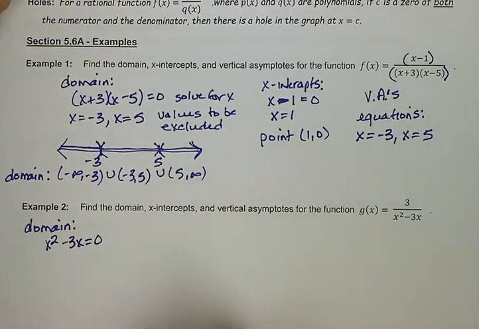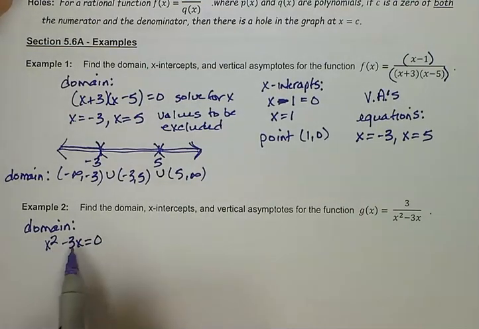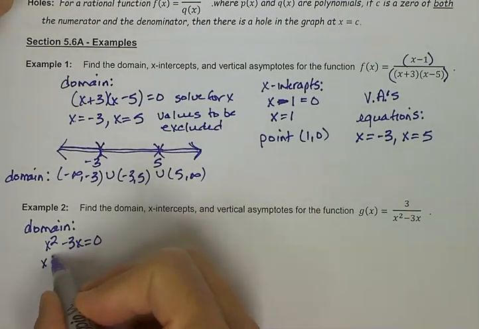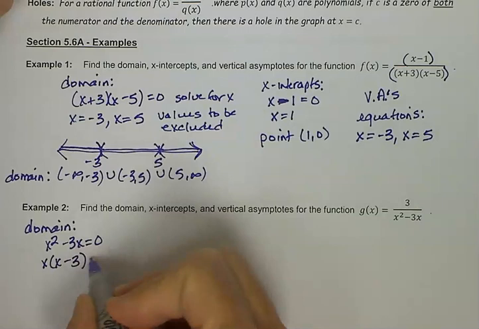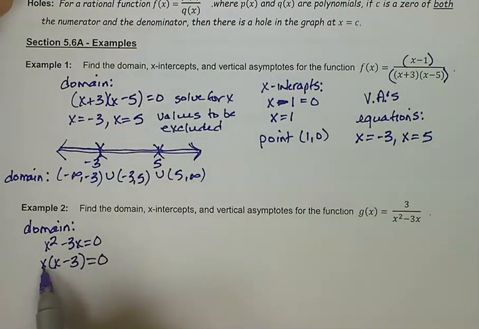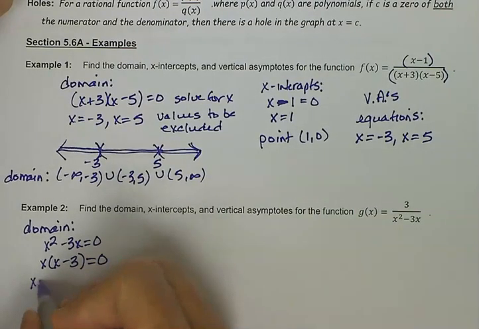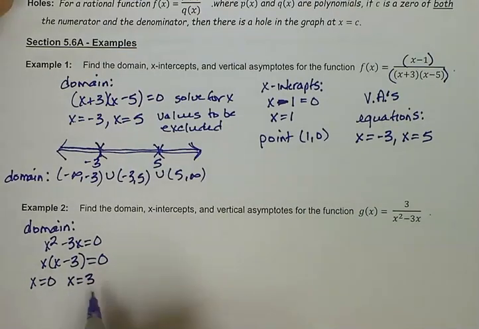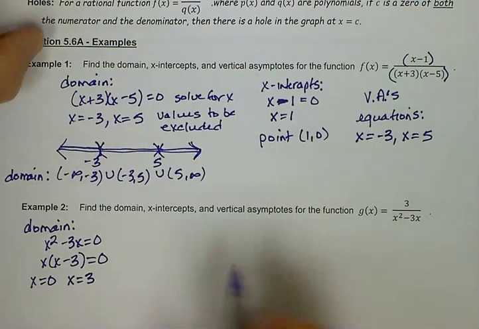I'm taking the denominator and setting it equal to 0, and I want to solve this for x. Notice that this is actually a quadratic equation because it has the x squared. We have lots of different methods to solve this. I'm going to do it by factoring because this is going to be easy to factor. I'm just factoring out an x, and that gives me two factors, x and x minus 3. If I take those two and set them equal to 0, I'm going to get two solutions, 0 and 3. That means those are the two numbers that need to be excluded from the domain.